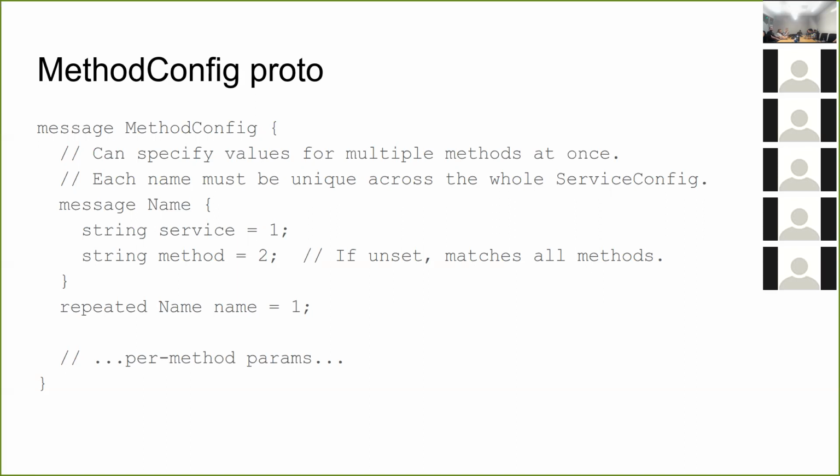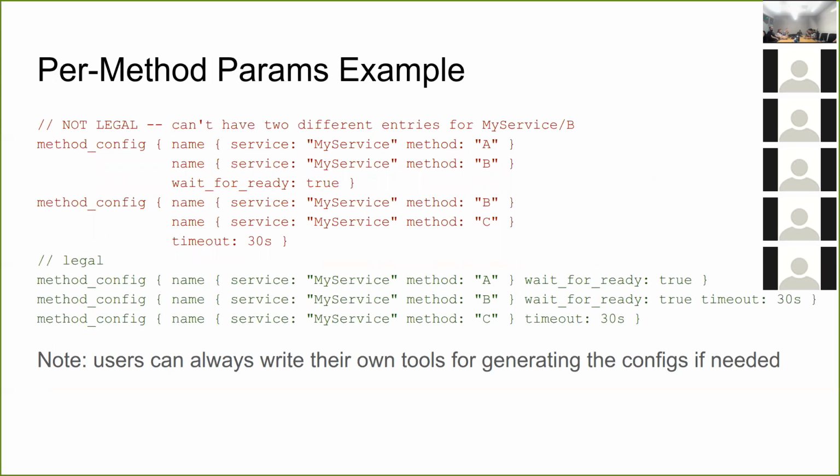So this is the idea. Here's an example just to illustrate this. Let's say you've got three methods, A, B, and C, and for A and B, you want to set wait for ready true, and for B and C, you want to set timeout of 30 seconds.